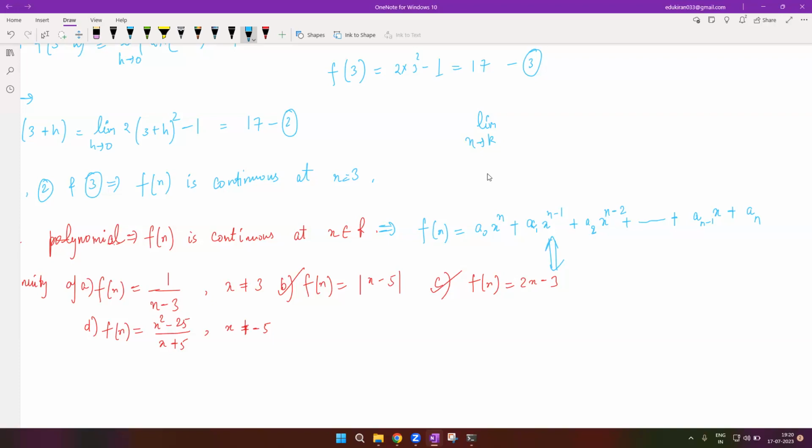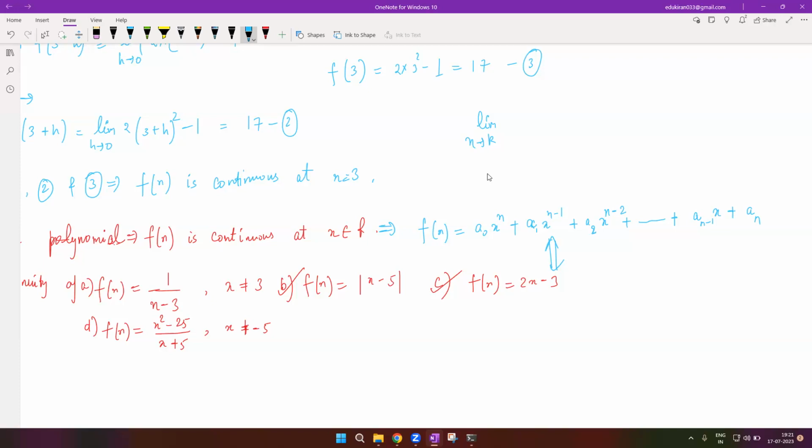Now I have to show that it is continuous at every point, so I can't take a single point. That is why I'm using an arbitrary constant. Arbitrary constant means it can take any value, but it is a constant. So if I'm saying x tends to k, it means k is an arbitrary constant. So I am saying basically x can take any real value. You can use 10, 9, 0, root 2, whatever you want to use.